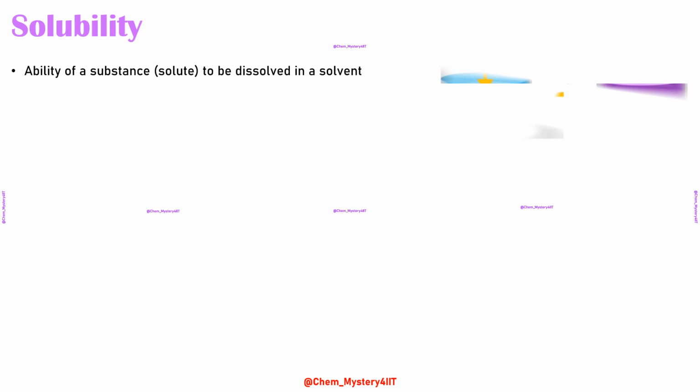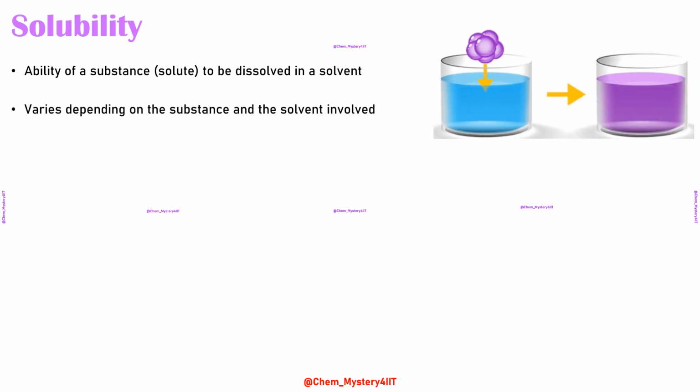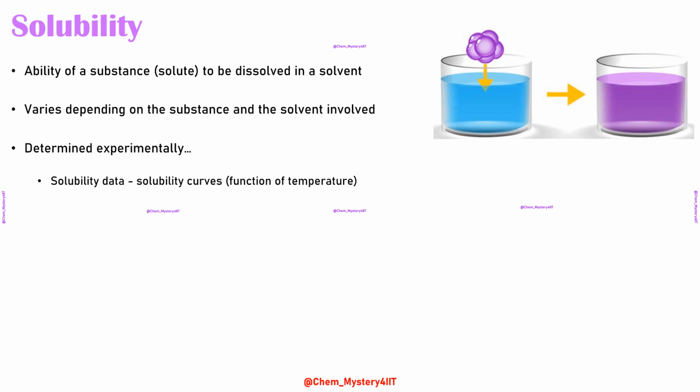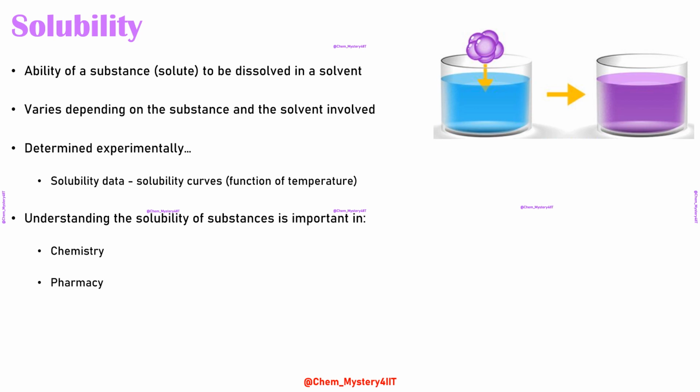Once again, we are talking about what solubility is. This is basically the ability of a substance, that is a solute, to be dissolved in a given solvent. So this ability will depend upon the solvent and the solute. As you change these two things, this will be changing. Solubility is determined experimentally, and the solubility data we usually plot against a function of temperature, and those plots help us understand different aspects in chemistry, in the pharmaceutical industry, environmental sciences, and different cases.